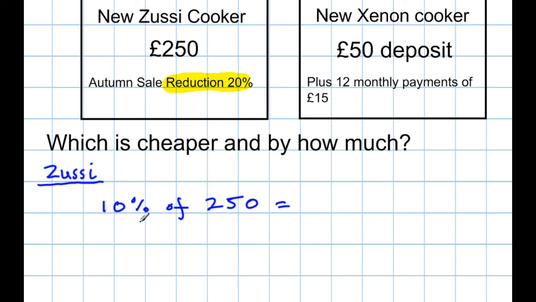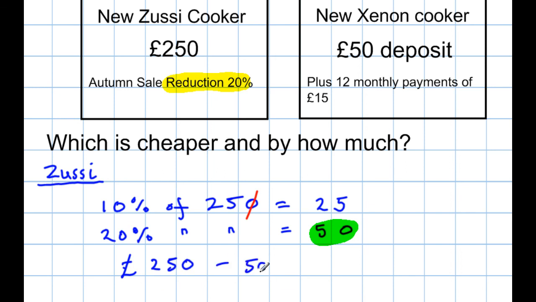Now in a non-calculator paper you'll only get percentages like this. The way to find 10% is to cross off the 0 of the number you're reducing, or find the percentage of. So 10% of 250 is 25. So 20%, I'll use the ditto marks here, must be double that, 50. So that's the amount, this £50, that's taken away. The price is reduced by £50. So I do 250, take away 50, equals £200. And underline it. That's the cost of the Zusi.